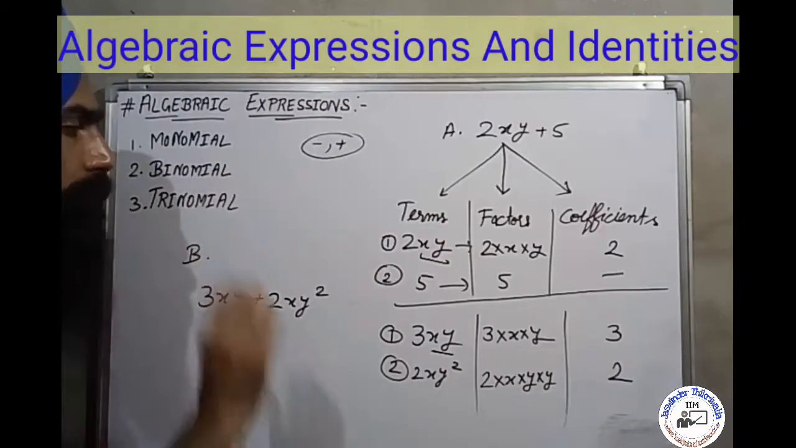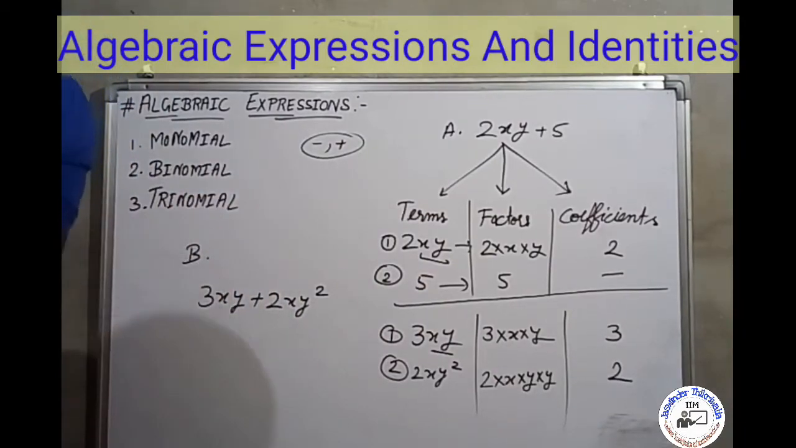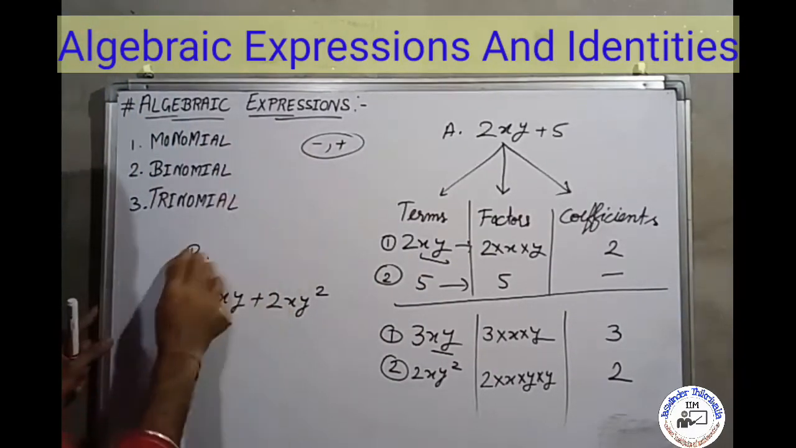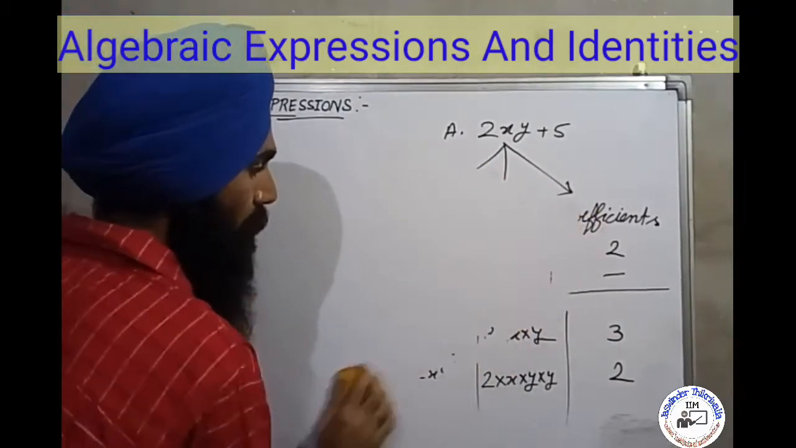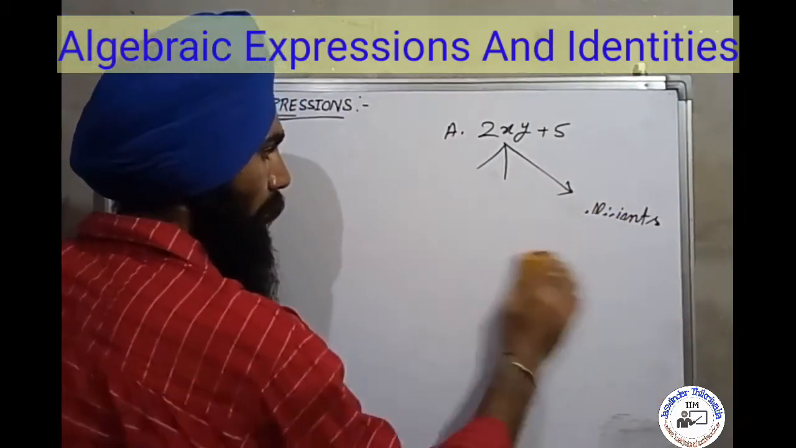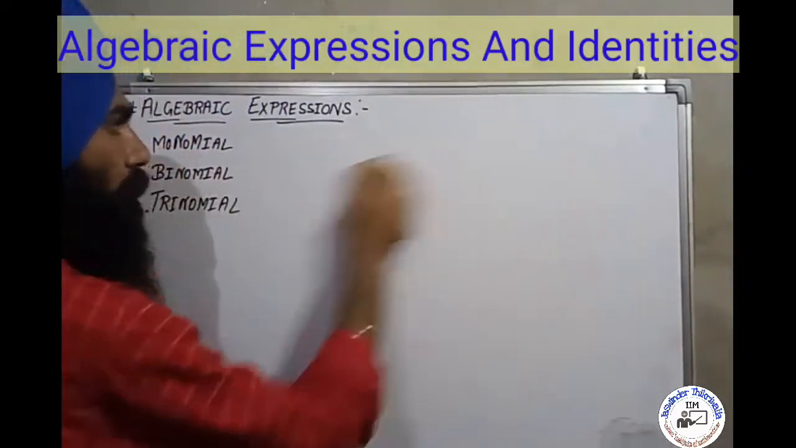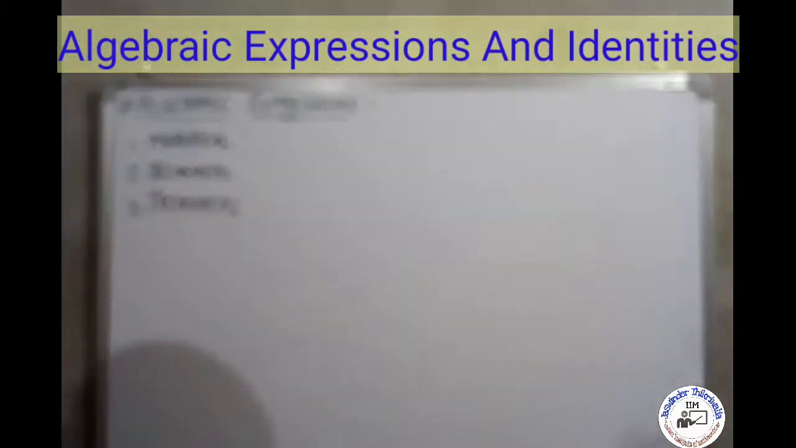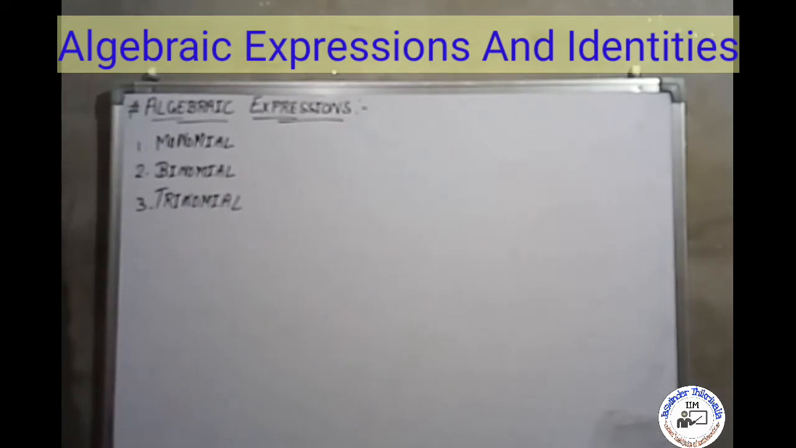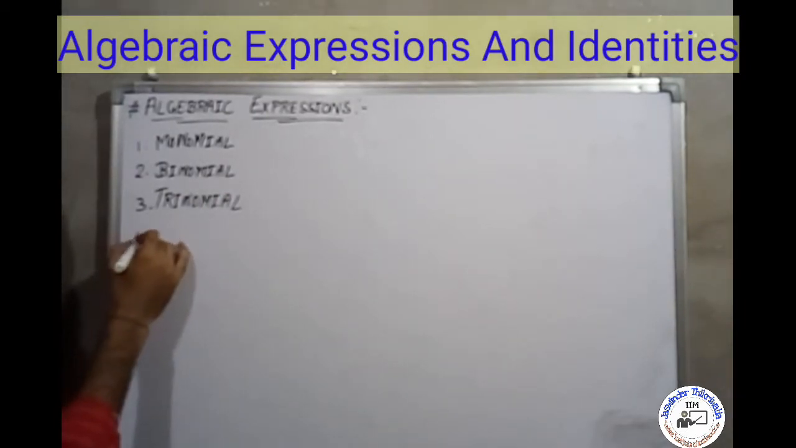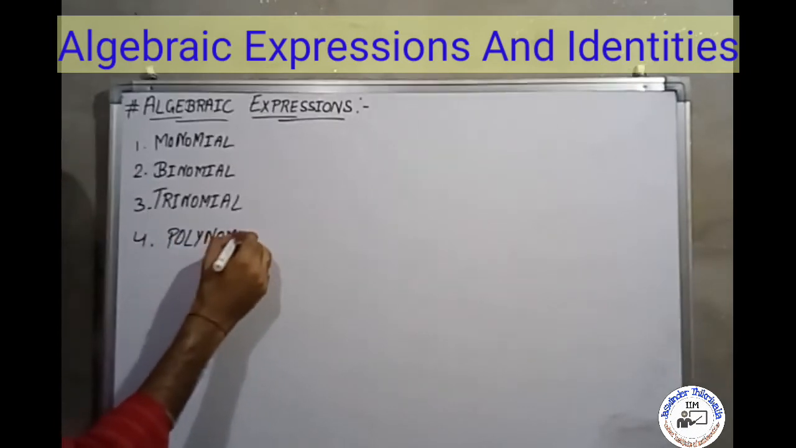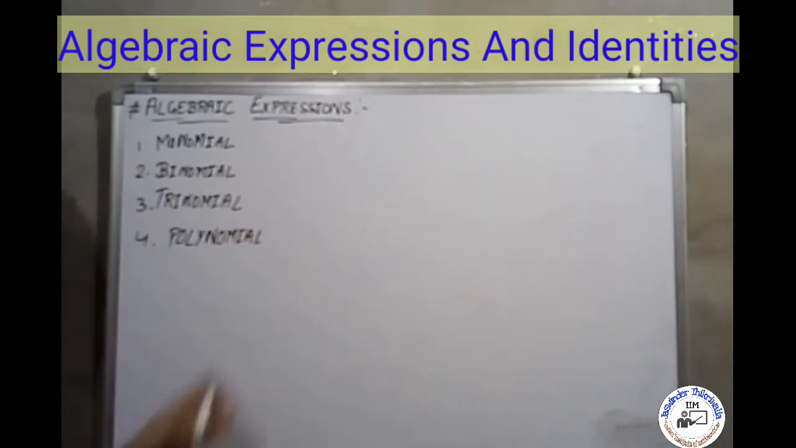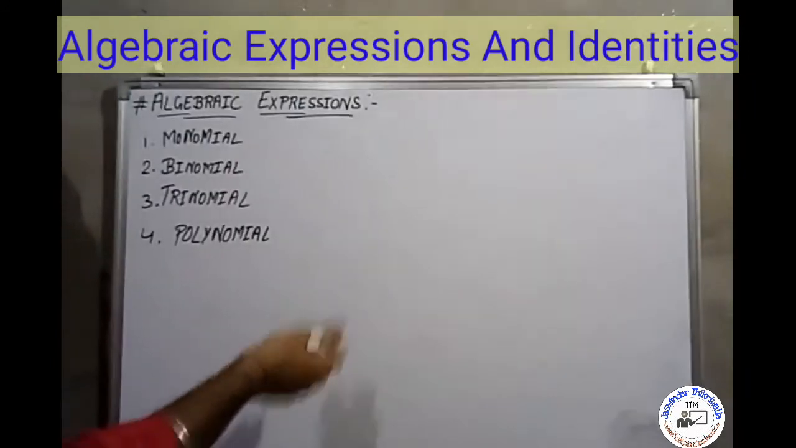Okay, so that was the example. Now next I am telling you the types of algebraic expression. First one is monomial. Monomial has only one term. Then binomial has 2 terms, then trinomial has 3 terms, and the fourth is polynomial, which you can't count, meaning it has more than 3: 4, 5, 6, 7 and so on.